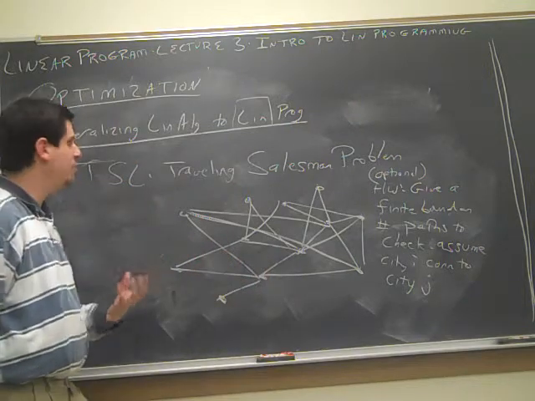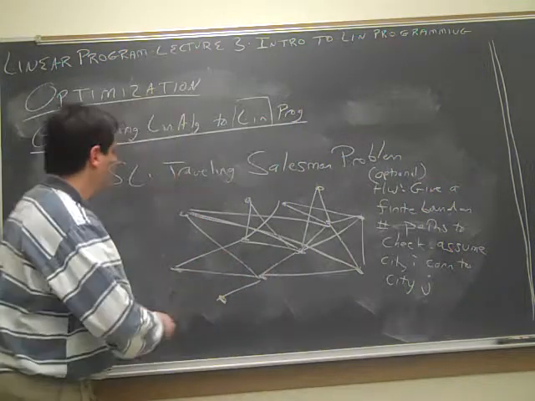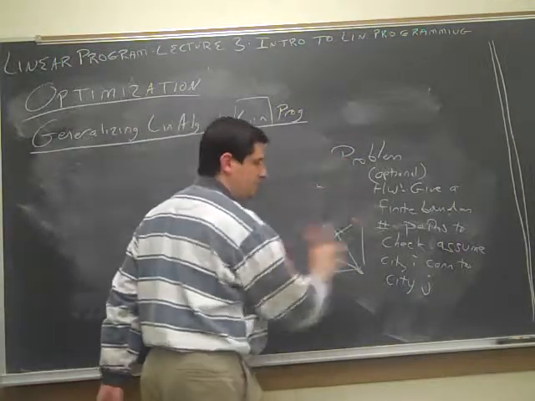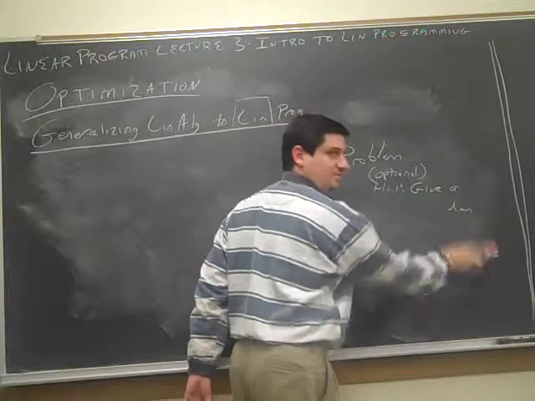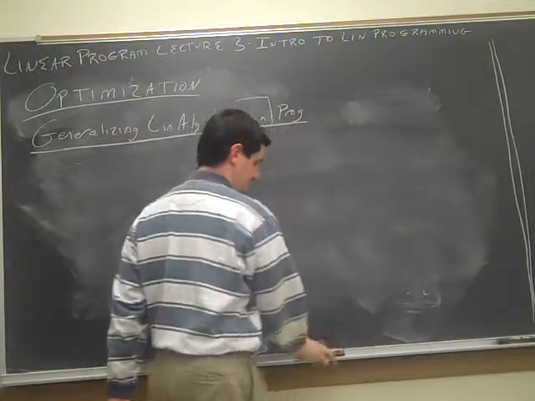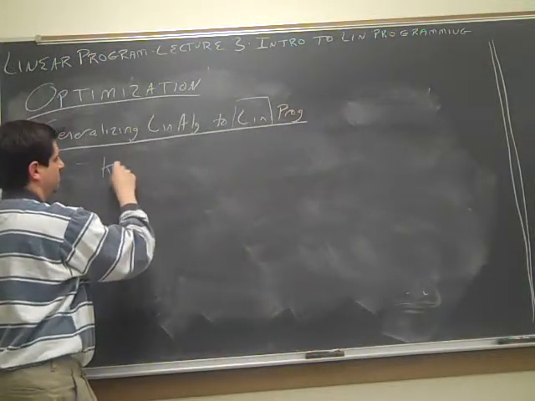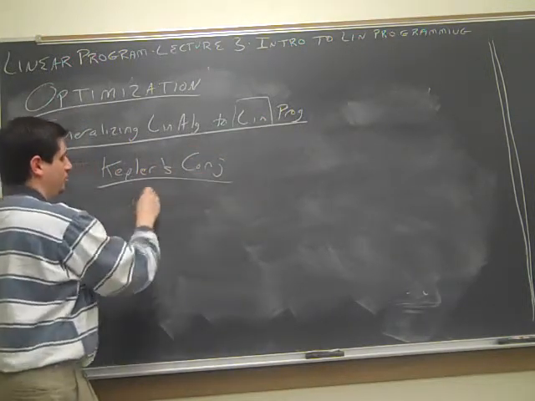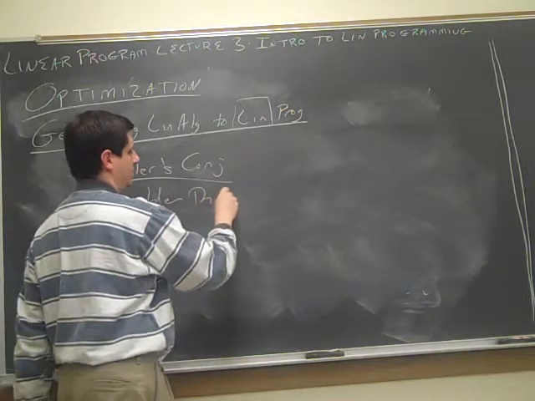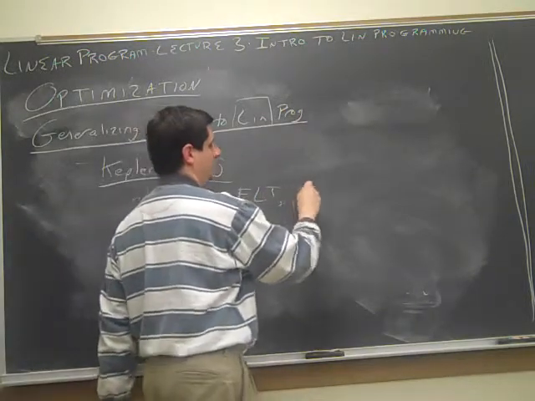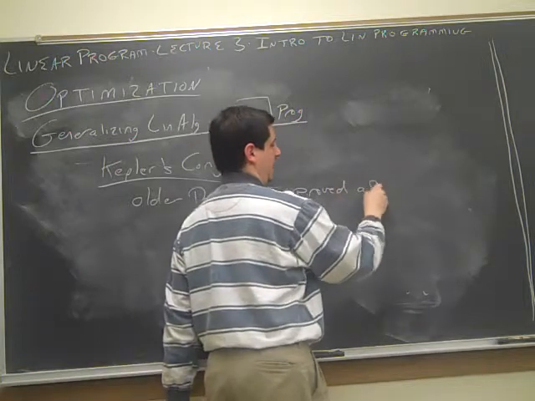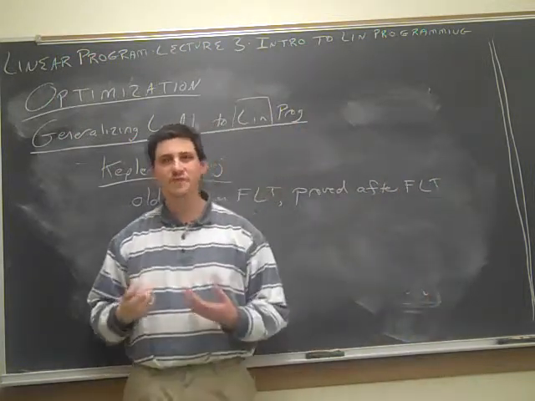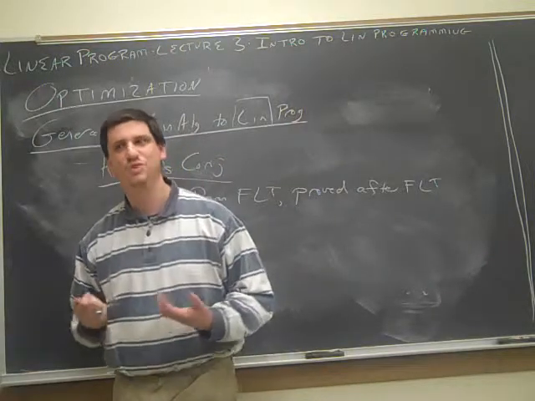Another really nice application of linear programming is to the Kepler conjecture. How many of you have heard of the Kepler conjecture? It actually beats Fermat's last theorem. So it's older than Fermat's last theorem, and it was proved after Fermat's last theorem. So if you want a theorem that's long, this one beats Fermat.